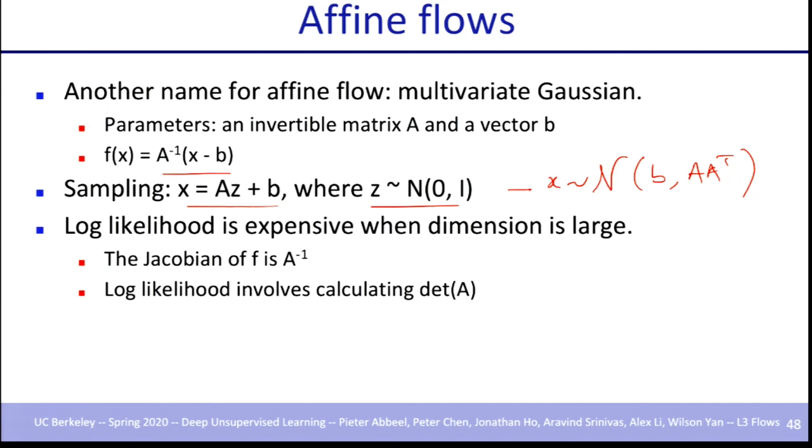Now, log likelihood can be expensive because you need to compute the Jacobian of F, in this case, A inverse. And so even though the determinant is something that you cover early on in high school probably, it turns out that for a general matrix, a determinant is not very efficient to compute. So you need to be a little careful what kind of matrices you put in there, because computing those determinants can be quite expensive if you're not careful.